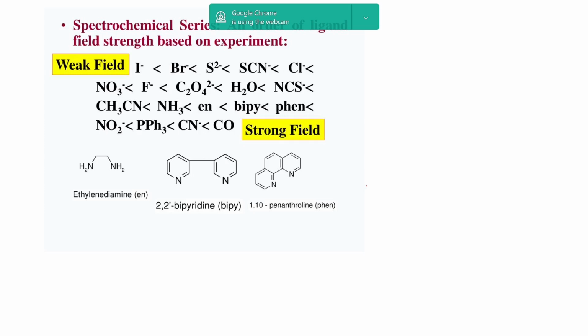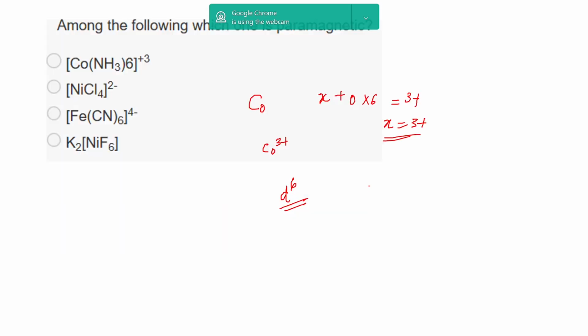NH3 is a medium kind of ligand. It is not weak field and it's not strong field also. So for 3d transition elements, we generally consider NH3 as a weak ligand. But if it is 4d or 5d transition elements, then we have to consider it as a strong field ligand. So here we have t2g and eg, and while drawing this we have to look at what is the coordination number. So here the coordination number is 6, it is an octahedral complex.